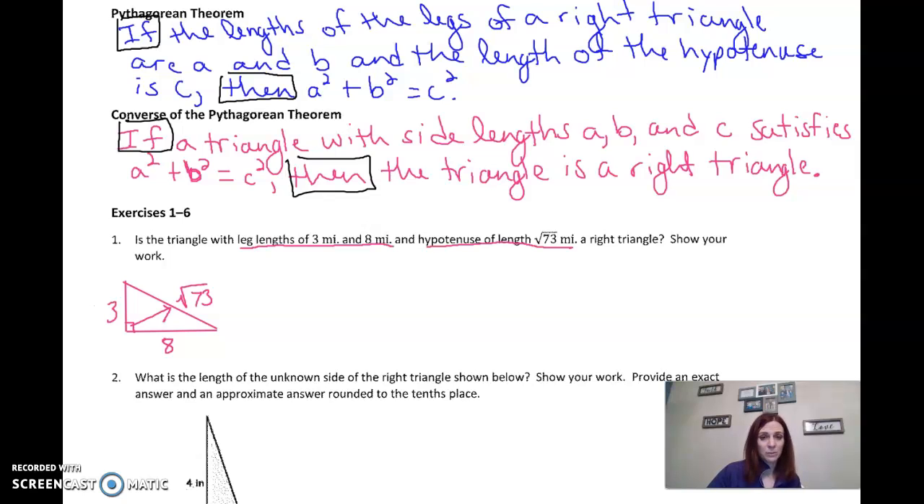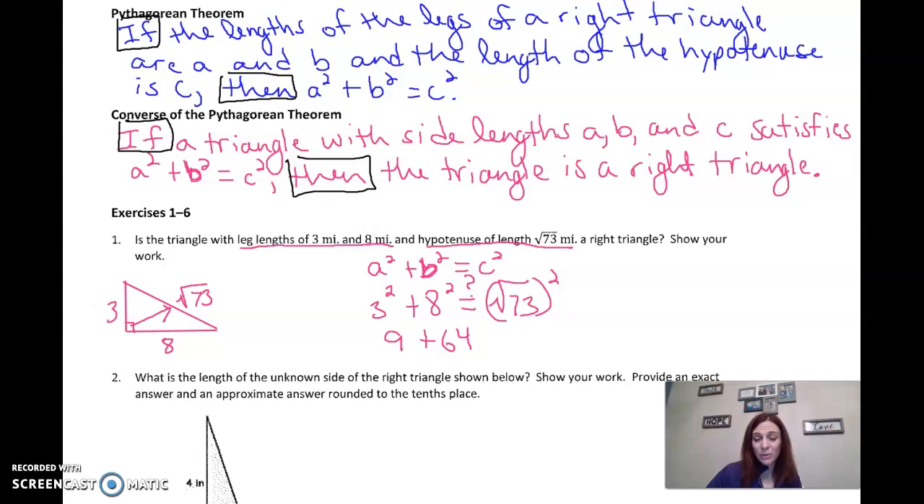Okay, so here's what we do. You are going to use your Pythagorean theorem, but we're going to put a question mark above that equal sign. So I'm going to fill in my legs: 3 to the second plus 8 to the second, does that equal the square root of 73 to the second? That's a little weird looking, isn't it? Just keep going down. 3 squared is 3 times 3, which is 9, plus 8 squared, 8 times 8 is 64.